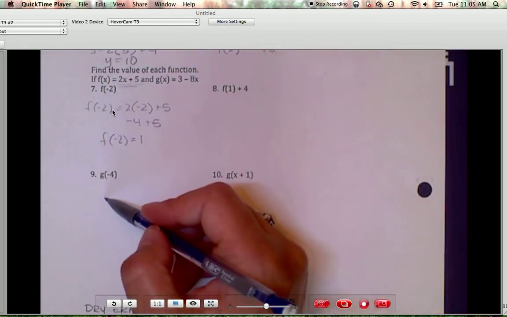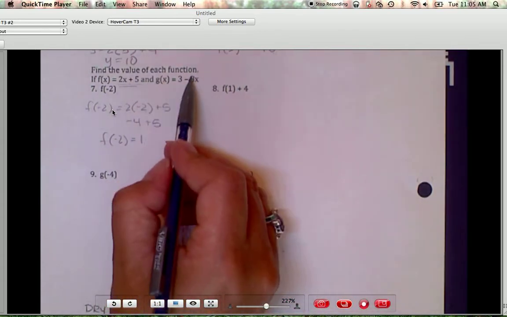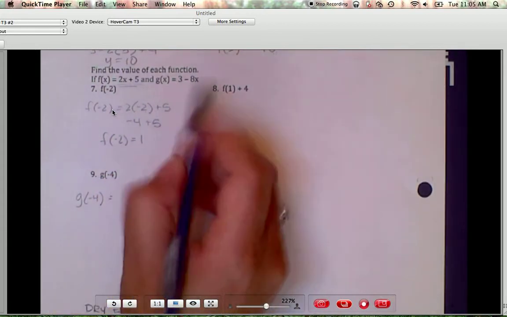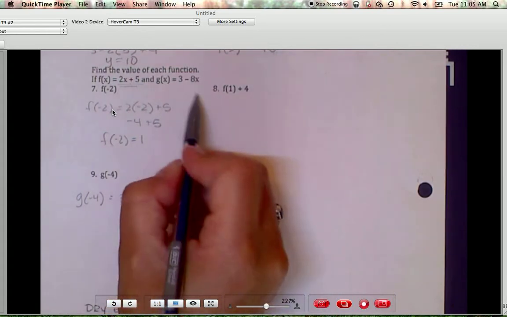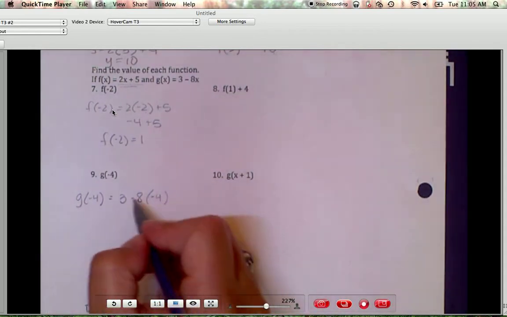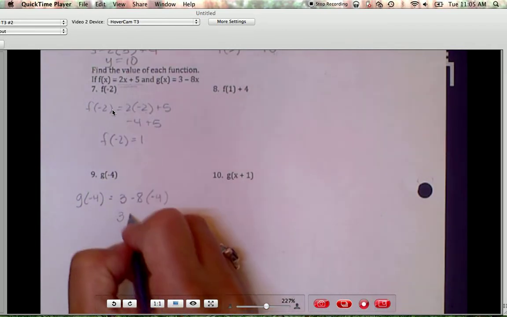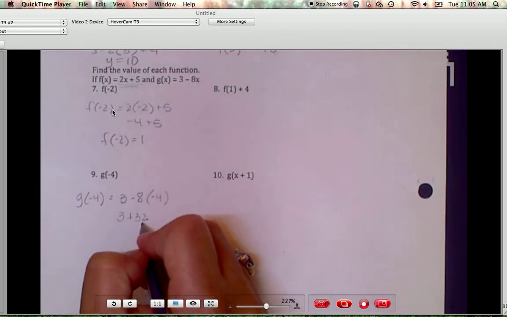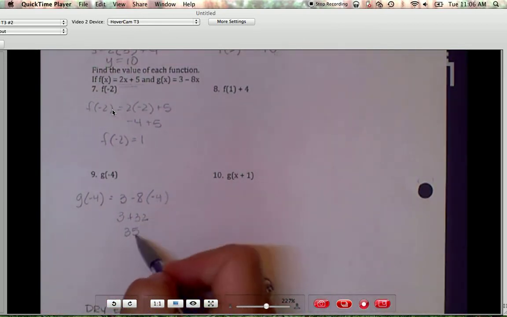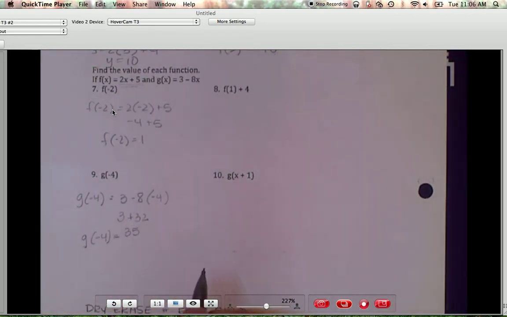So let's jump down to 9 here. G of negative 4. This time you just look at the g function. So g of negative 4 would be 3 minus 8 times, instead of x, we put a negative 4 in there. Make sure you follow the order of operations here. So you can't do 3 minus 8. You do 3, and then negative 8 times negative 4 would be plus 32. 3 plus 32 then would be 35. Some teachers will let you leave it like this. We're going to write g of negative 4 equals 35.